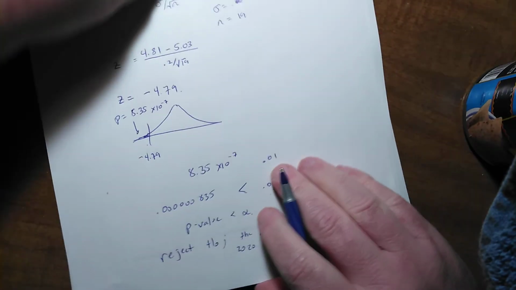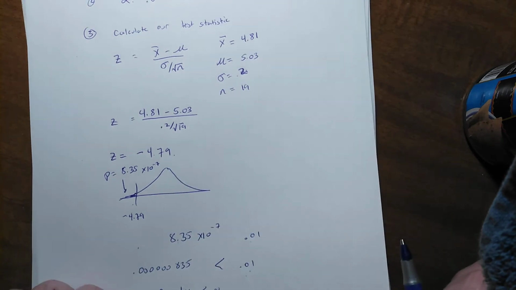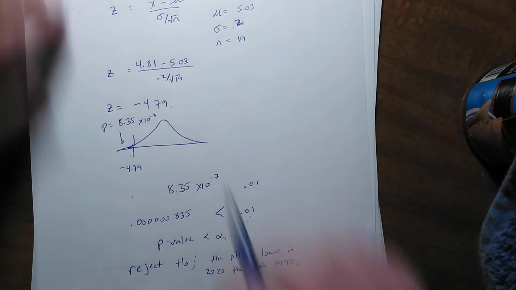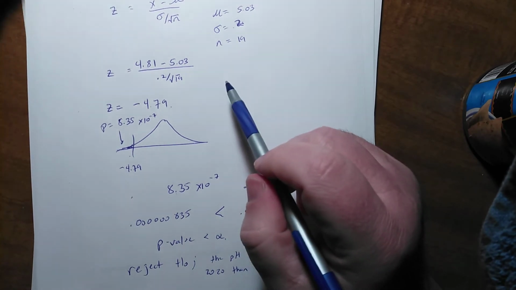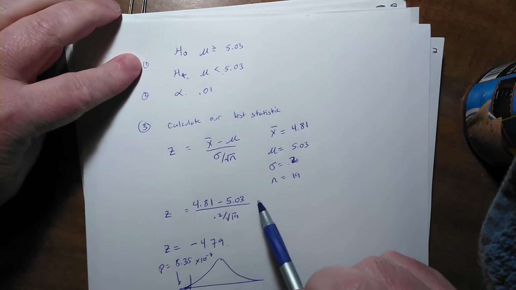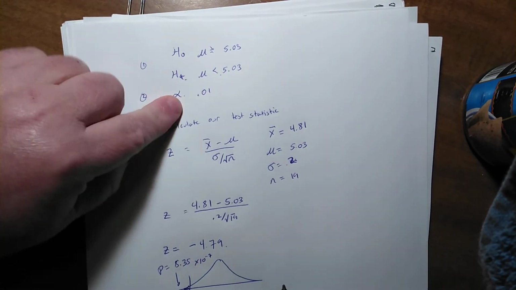Well, that's how you do this with a calculator the long way, but fortunately, your calculator will actually do this quicker. So let's look at how that goes. Now, these first three steps: Step 1, set up our hypotheses. Step 2, declare our alpha or level of significance.